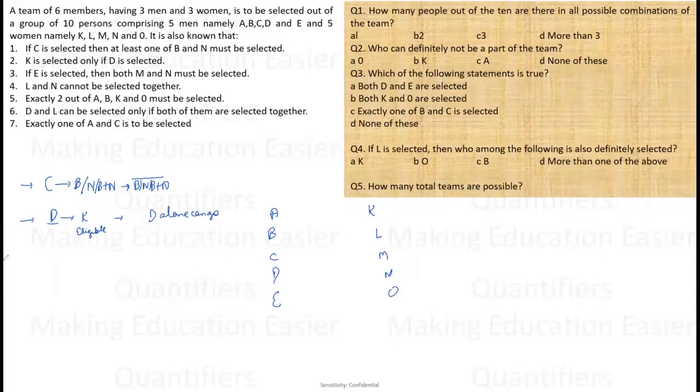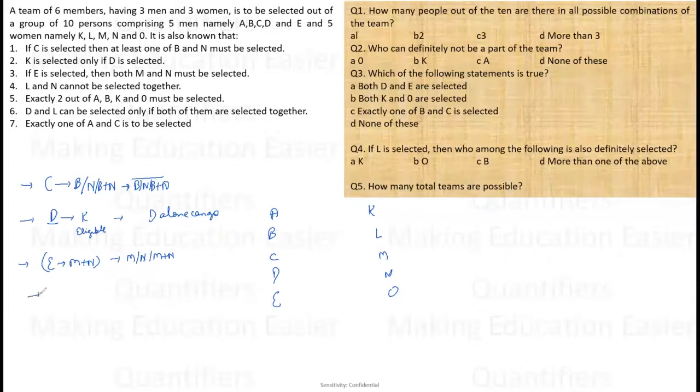Okay. If E is selected, M and N both must be selected. Now, if E is there, M and N must be there. So this is a mandatory pair. That if E goes then M and N will go, but that does not mean that M cannot go alone, N cannot go alone, or M plus N cannot go without E, right? So E being there or not there is not necessary, right? Okay.